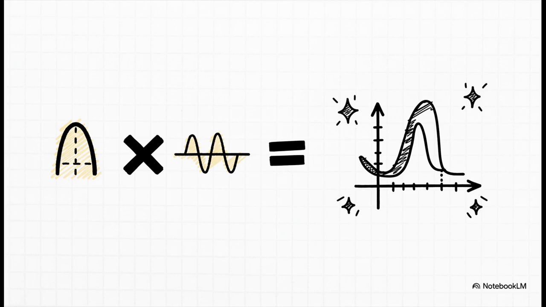So what do we got? We've got an even function multiplied by an odd function. And what do our rules say about that? That the product is always odd. It's as simple as that.